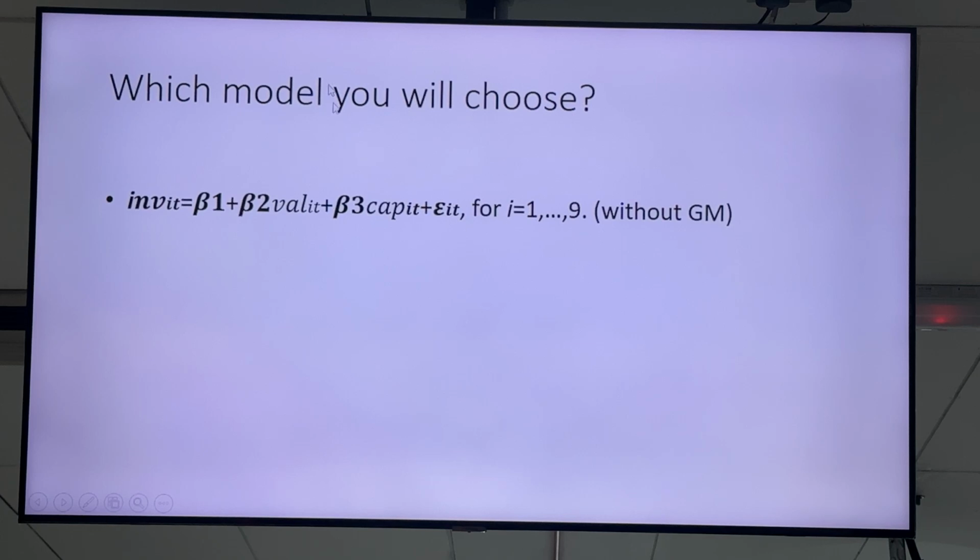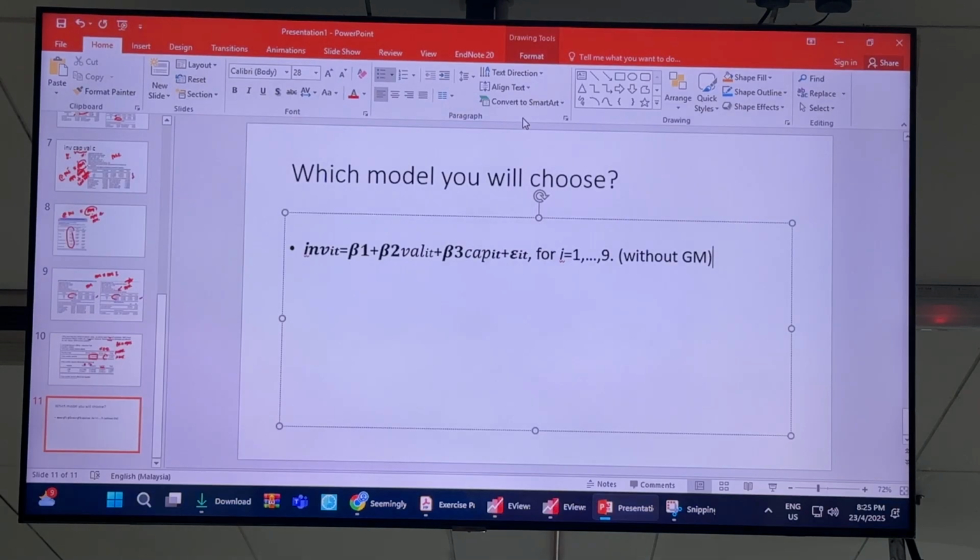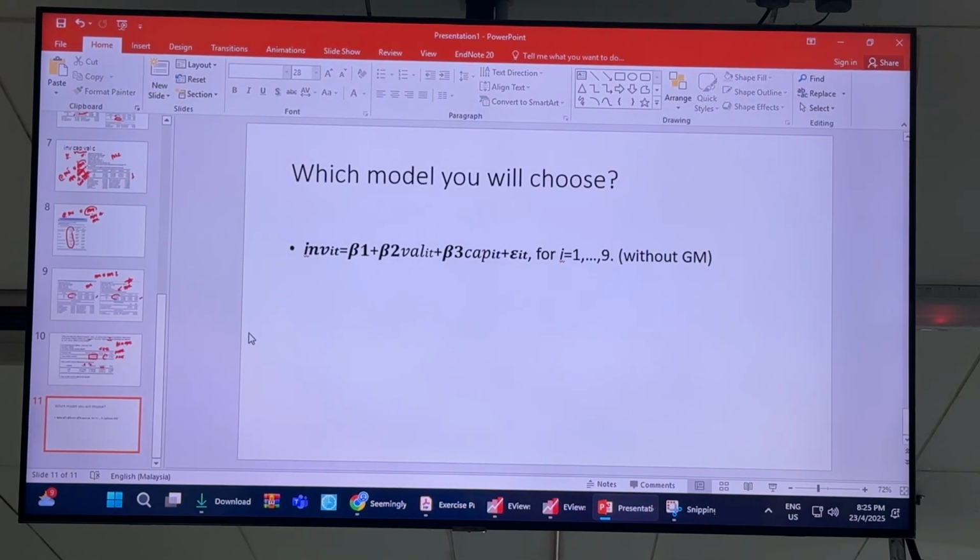Is it clear? So which model will you choose? Same model, same dependent, same independent, just without the firm GM, just for 9 firms. So which model will you choose? Before we go back, can you answer this question? Not for next week, for today. Next week we're going to have a new discussion on time series. On the panel, you need to write it.